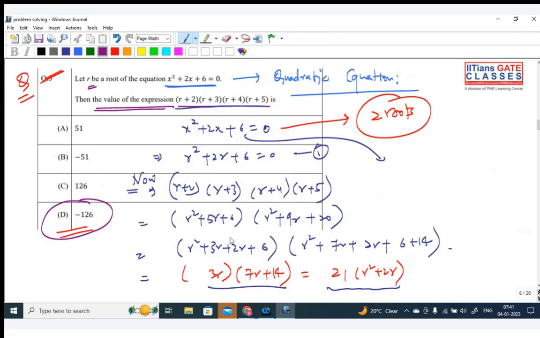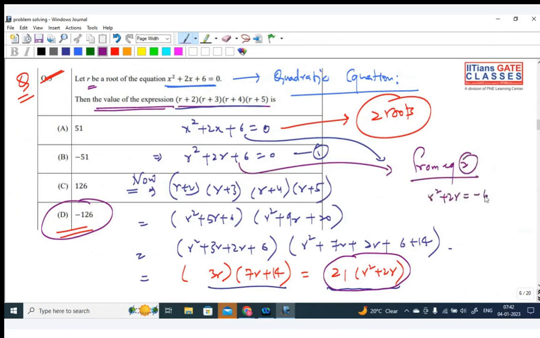Okay, so this question was asked in computer science, GATE 2022. So how are we solving this? How are we getting minus 126? You can take from equation 2, r square plus 2r equal to minus 6, right? Then you can plug it here. So if you plug that, 21 into minus 6 equals minus 126. So this is how you can solve this question quickly.